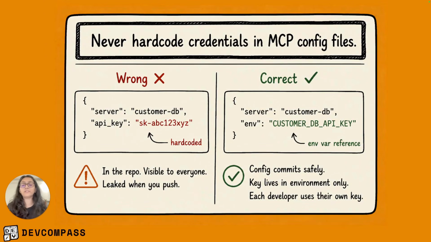The rule is super simple. Never hardcode credentials in MCP config files. Always reference environment variables. That rule applies to both project level scope and user level configurations. But it matters most for project level because those are the ones that actually get committed to GitHub.